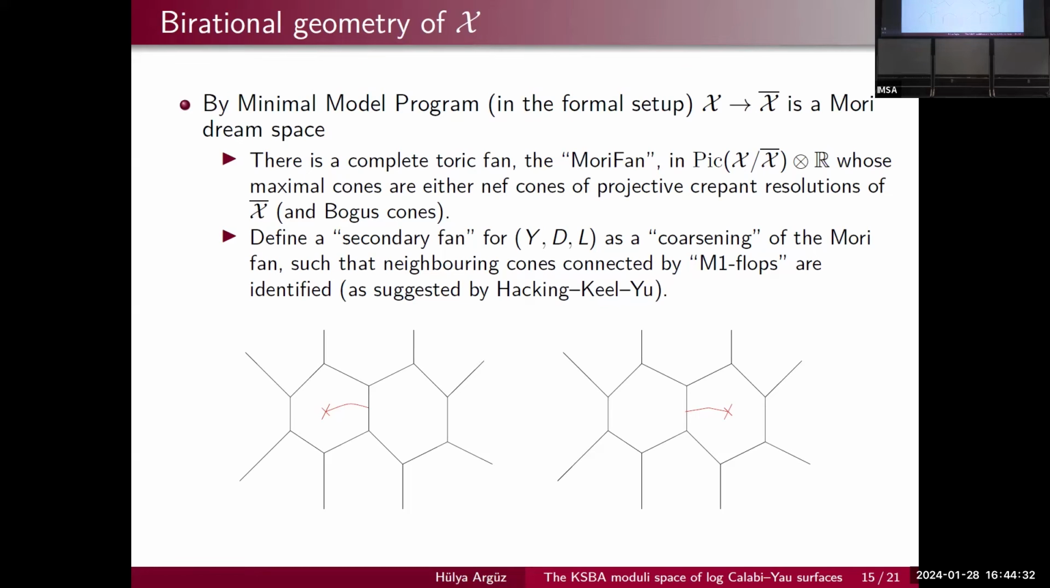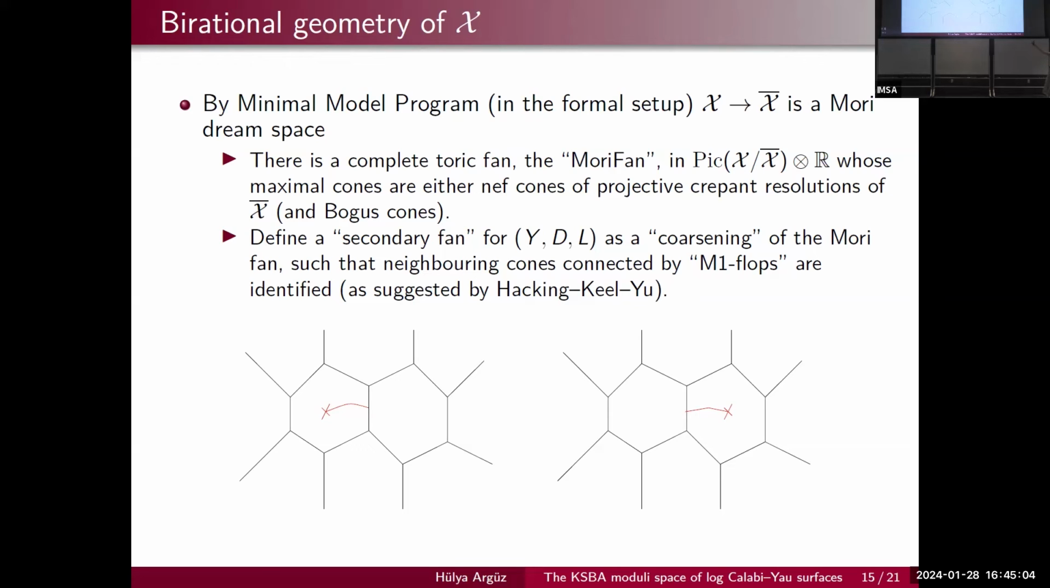And then, similarly as before, we want to define our KSB moduli space to be the fan associated to the Mori fan of this mirror. So we want to define the secondary fan as the Mori fan of this mirror. We don't quite do that. We define a coarsening of the Mori fan, an idea suggested in the paper of Hacking and Hülya. We just identify some neighboring cones.